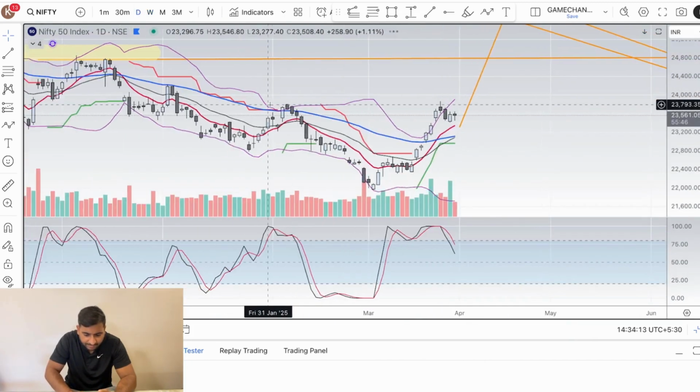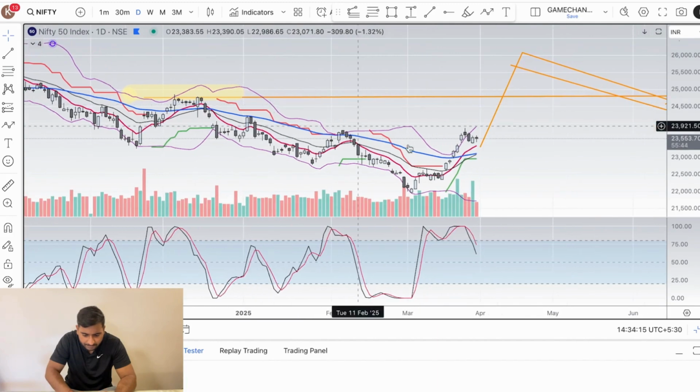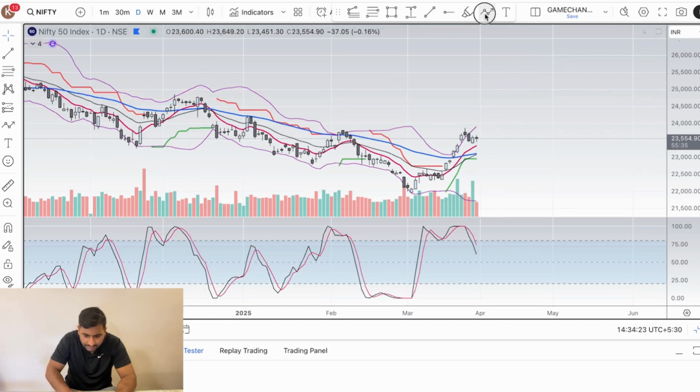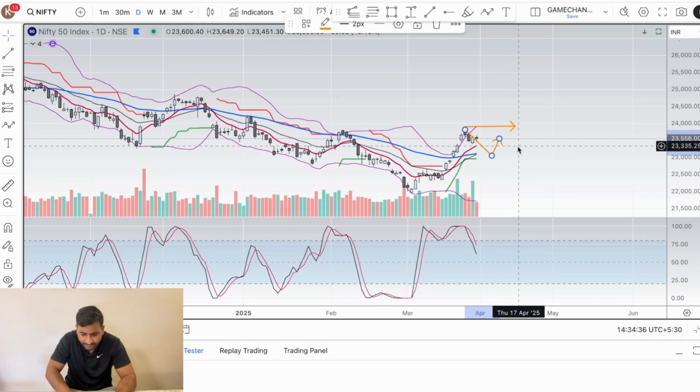On a daily time frame, the medium term time frame has turned bullish. For a medium term kind of trade, what I would be looking at is a breakout above this, or some kind of pullback that comes in the market, after which we can look to get in.